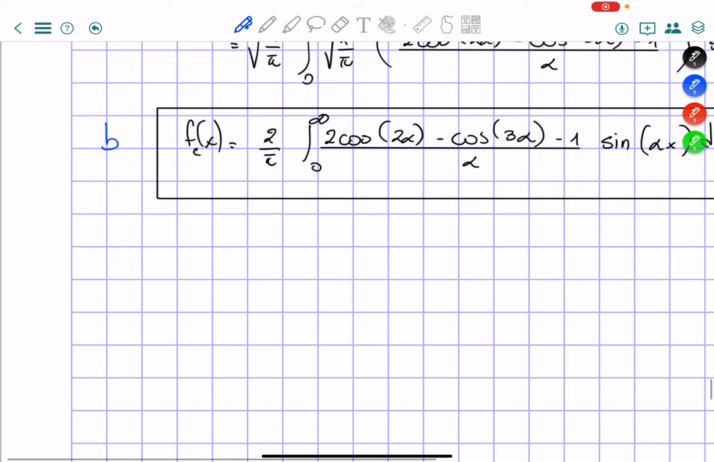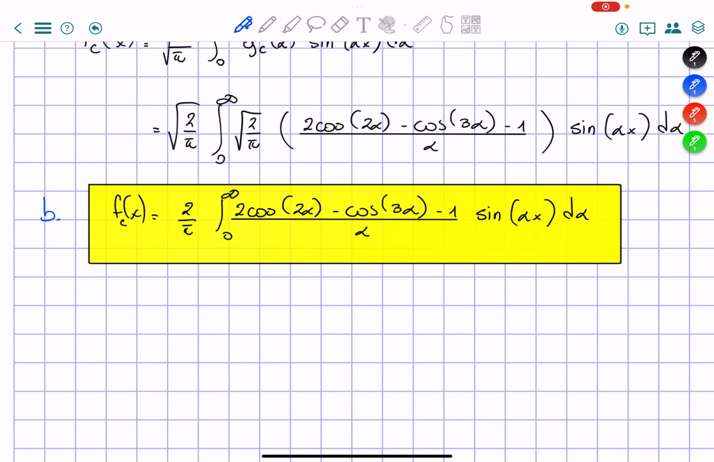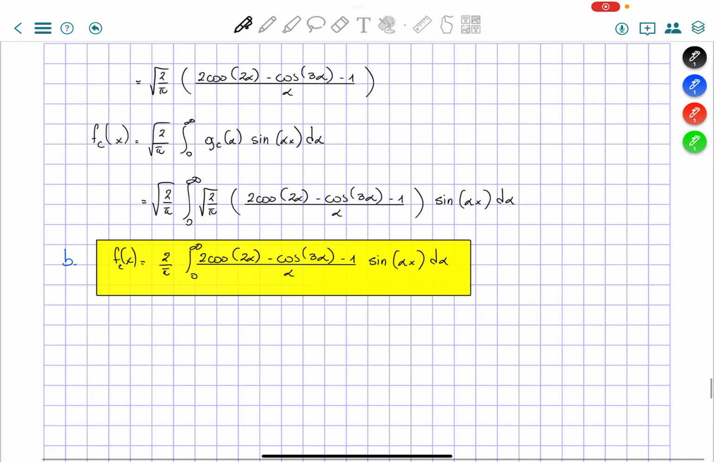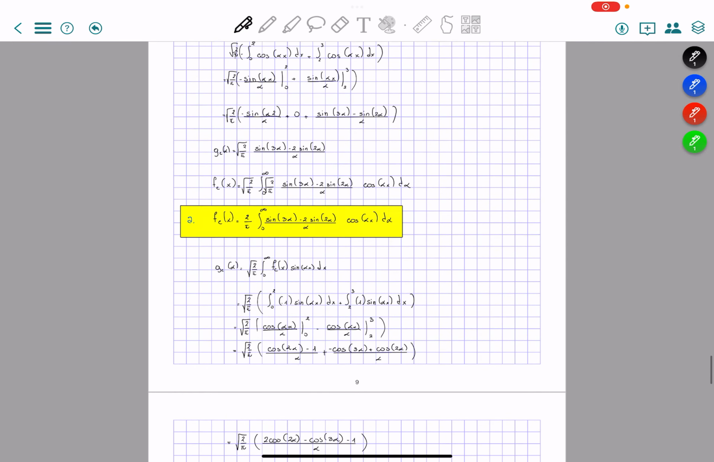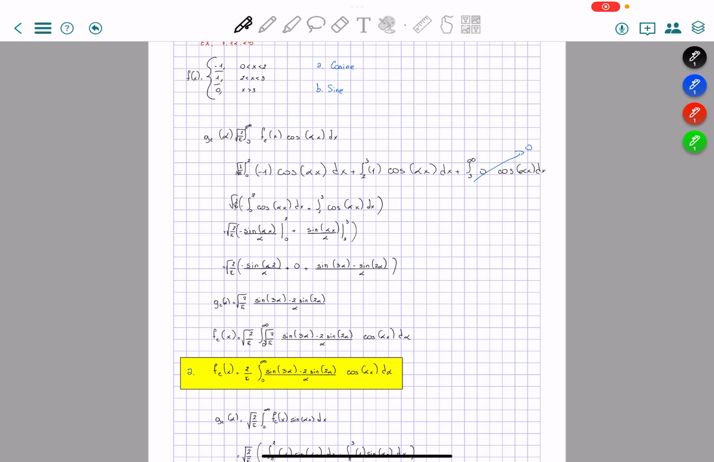And then this is part B. Okay. And that is the end of our problem, as you can see. It didn't take long, just a little bit of practice.